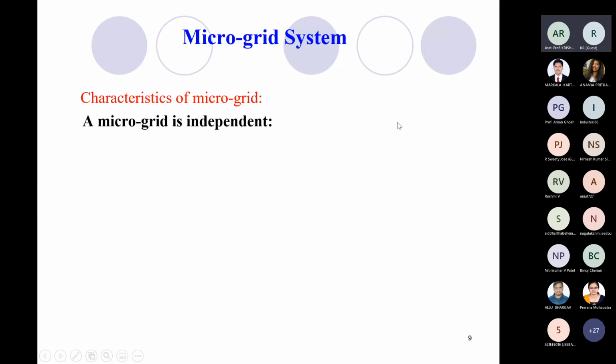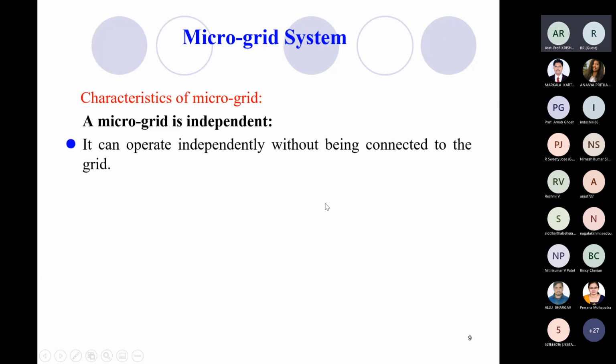Another characteristic is that it is independent. It is already mentioned that a microgrid can be operated without connecting it to the grid. Obviously we can connect it to the grid, but for regions or areas where the grid has not yet reached, we can use this microgrid to supply the customers independently, without connecting the microgrid to the national grid. So that is why it is independent.